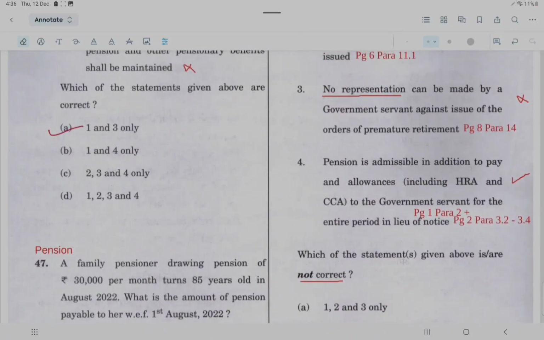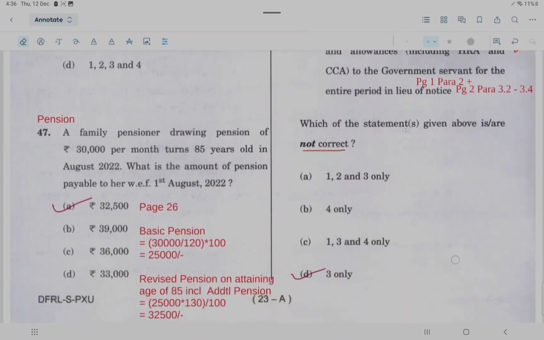other statement also. Statement 4, pension is admissible in addition to pay and allowances including HRA and city compensatory allowance to the government servant for the entire period in lieu of notice. तो ये आपको दोनों चीज़ें मिल जाएंगी पैरा पेज 1 में, पैरा 2 में, और पेज 2 के पैरा 3.2 से 3.4 में कि क्या क्या मिलता है और किस किस पीरियड का मिलता है। So this is also true. So only incorrect statement is 3.